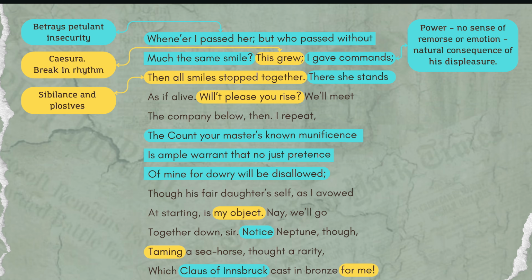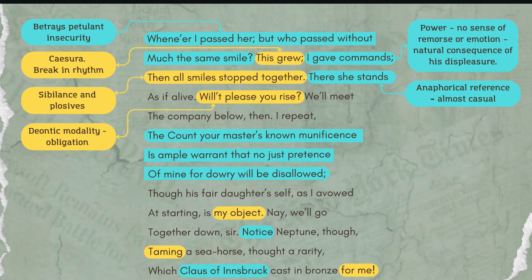And then he kind of moves on. Oh, anyway, what was I saying? Yeah, there she stands anyway, as if she was alive. Well, please your eyes. He just kind of almost switches off his fury and his obsession and just goes back into normal mode. It's very unsettling. So there she stands, this anaphoric reference referring back to the beginning of the poem, quite casual, as if alive. Yeah, that's what I was saying, wasn't it? Will please you rise? Again, more obligation.